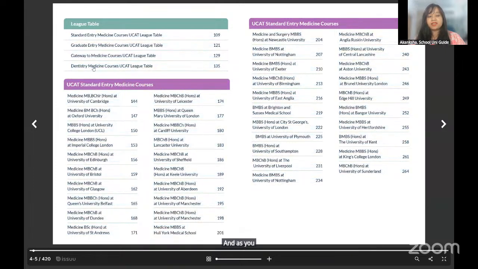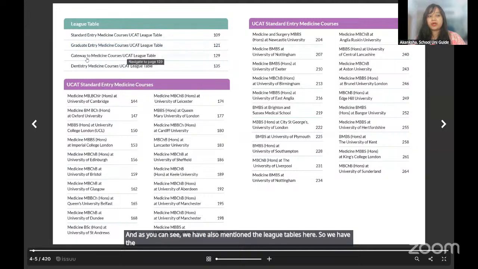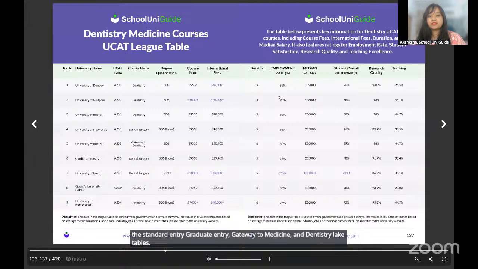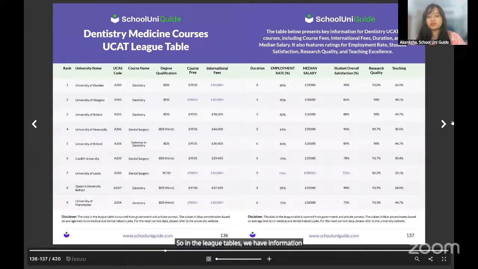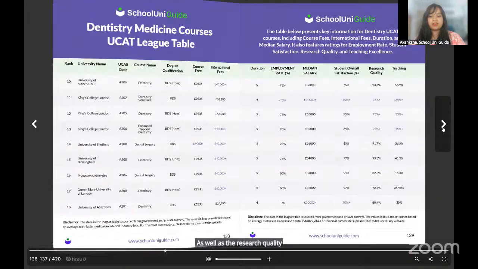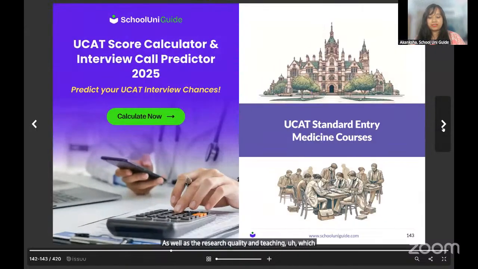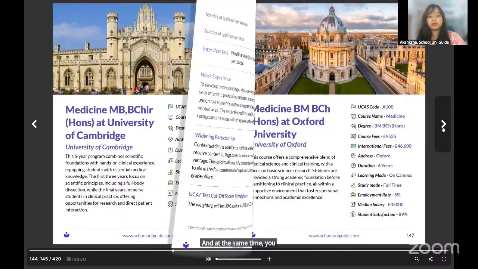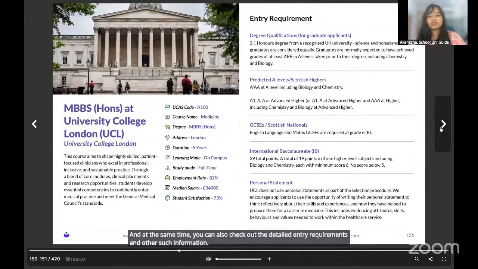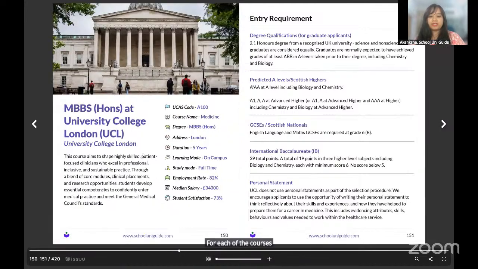And as you can see, we have also mentioned the league tables here. So we have the standard entry, graduate entry, gateway to medicine, and dentistry league tables. In the league tables, we have information such as course fees, the median salary, student satisfaction, which has been reported by the UK government, as well as the research quality and teaching, which has been rated. And at the same time, you can also check out the detailed entry requirements and other such information for each of the courses on SchoolUniGuide.